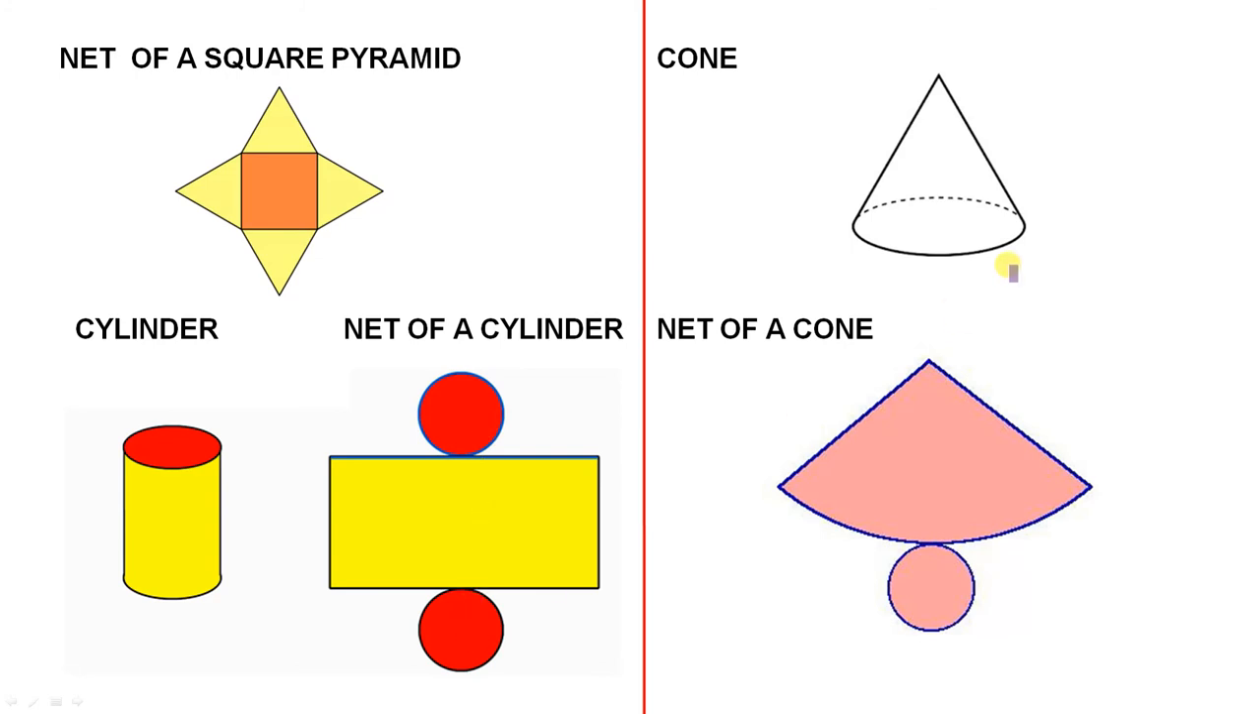And the cone, it has a circular base, and this part here is curved. And look at that interesting net. So there's the circular base, and that's the curved part.